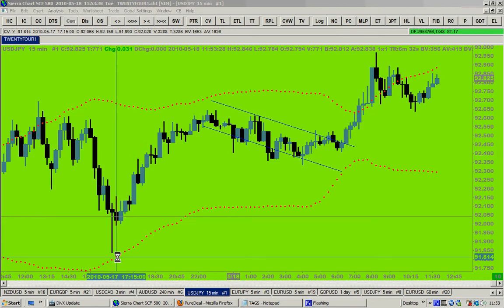The USD yen currency pair, 15 minutes chart. Okay, and I want to show you something very important here.